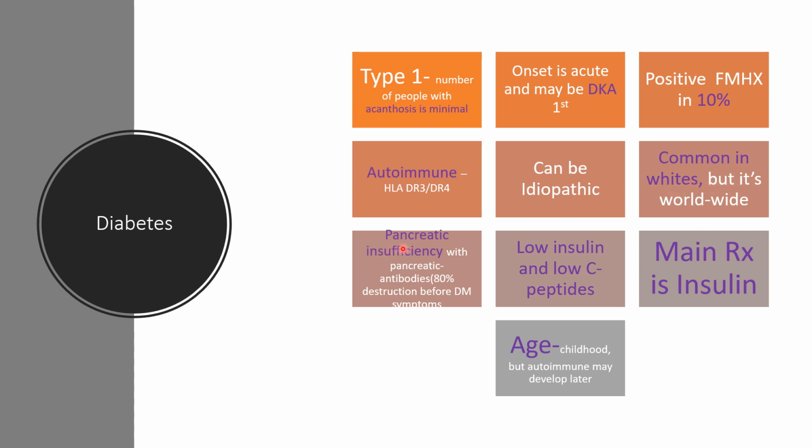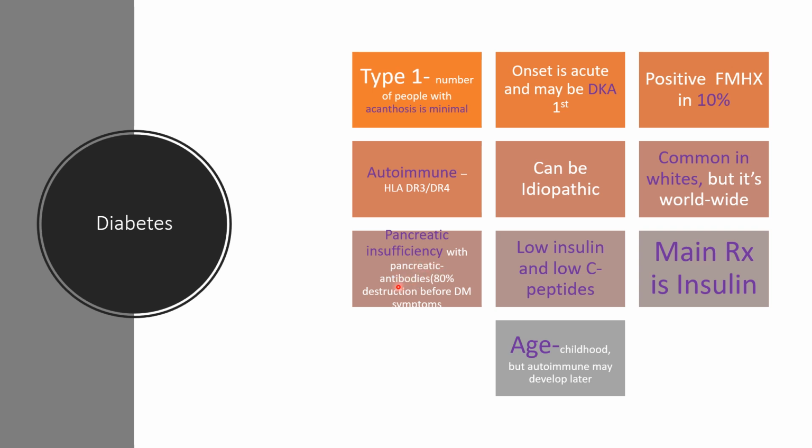Here, the pancreas is in trouble. We'll be dealing with a situation where pancreatic function is insufficient. And with pancreatic antibodies, in about 80% of cases, the pancreas would have been destroyed before we will be seeing the signs and symptoms of diabetes in this patient. Let me repeat. Here, the problem is majorly within the pancreas. The pancreas is failing. Isolated cells of Langerhans are not working well.